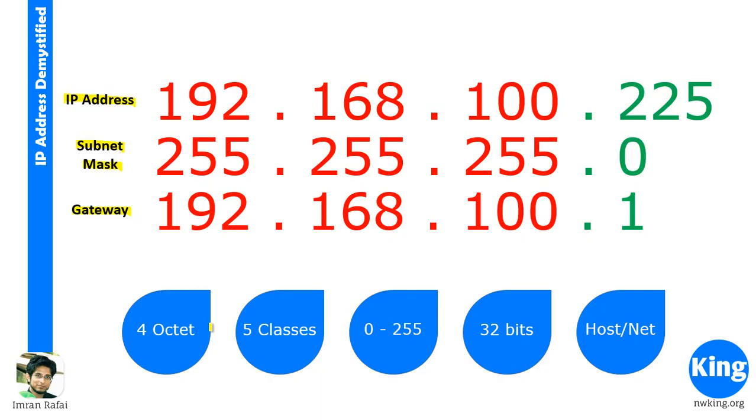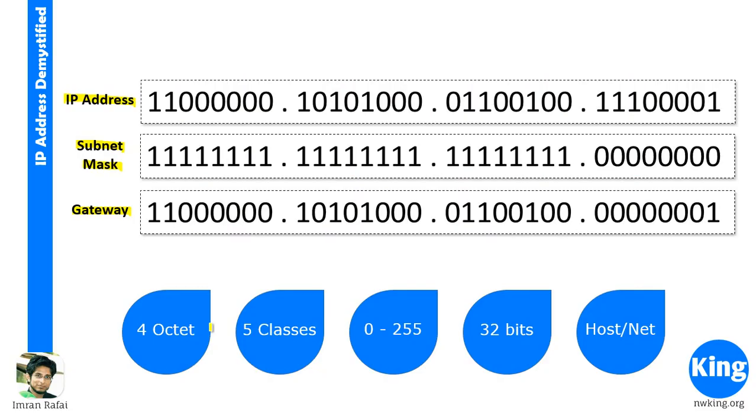To understand that, we need to understand what an IP address really is. To a computer and to all the network devices, an IP address is seen like this. This is nothing but the binary representation of the IP address.